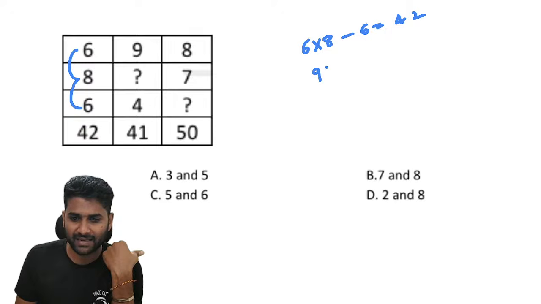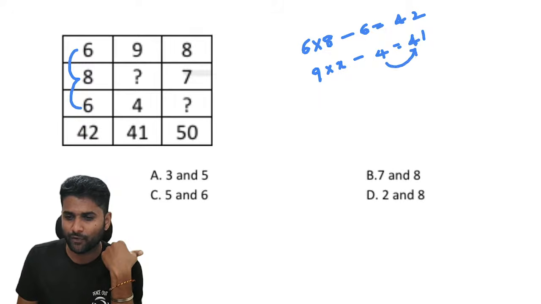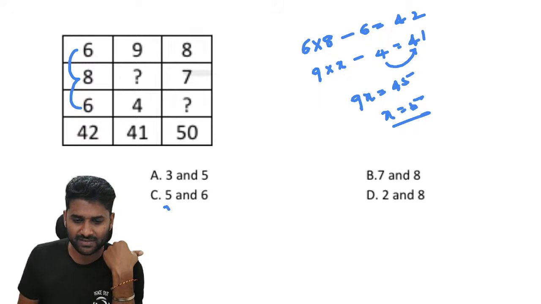In the same way, 9 multiplied with x minus 4, and the result becomes 41. If 4 is added to the other side, then 9x is equal to 45, right? Then x is equal to 5. Just check with the options, yes, 5 is available.